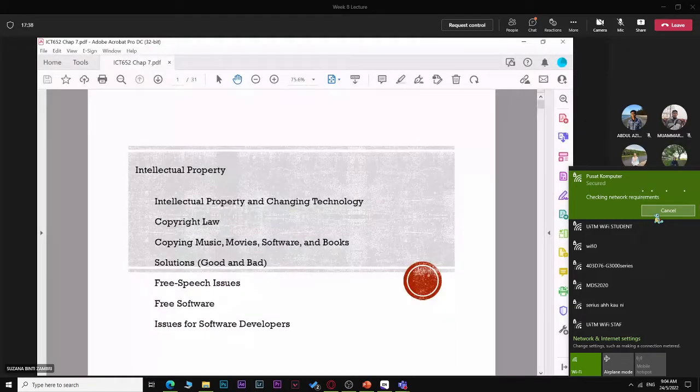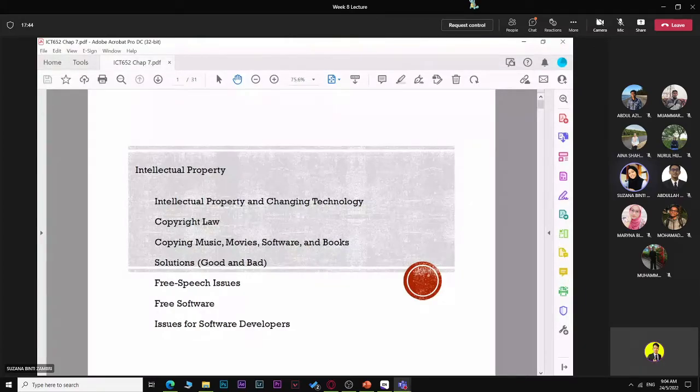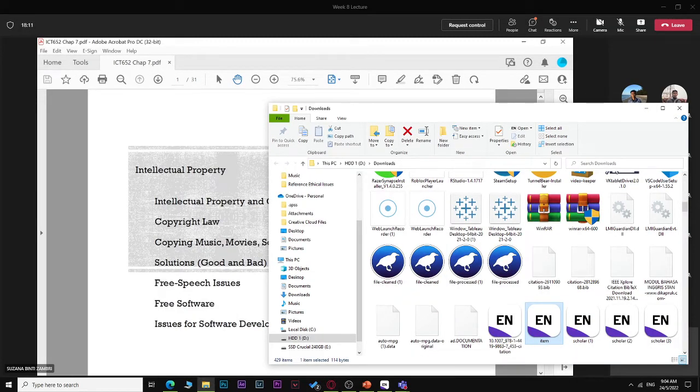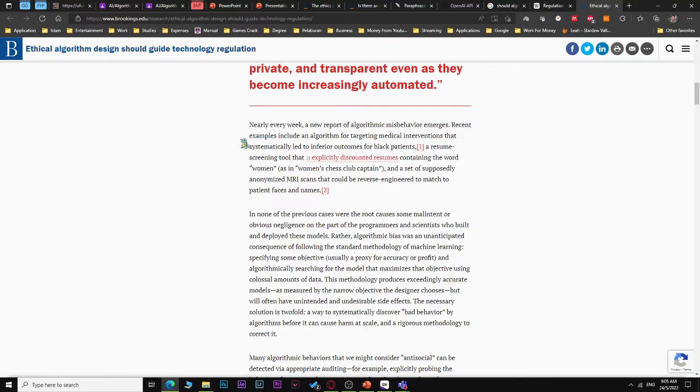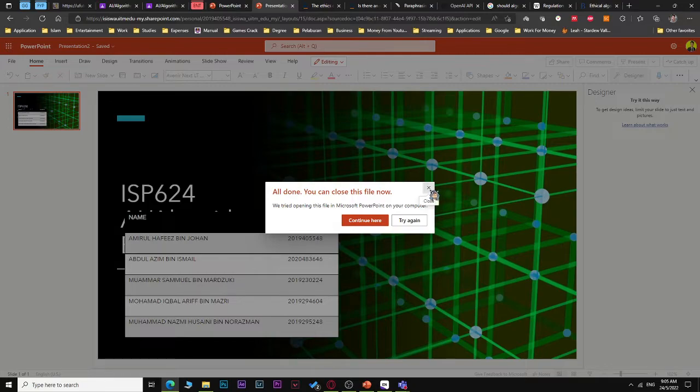I will go through each of the subtopics that you can see here on the PDF. I wouldn't go into that because I want you to understand the concept of each of the items here. All right. So in intellectual property, we're going to try to understand what is intellectual property, what is copyright law, copying music, what are the solutions in combating or taking care of intellectual property, free speech issues, free software and issues for software developers. All right, I think I'm going to start recording now.